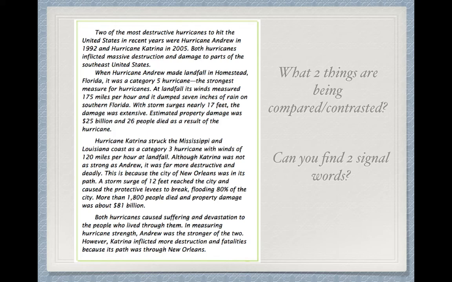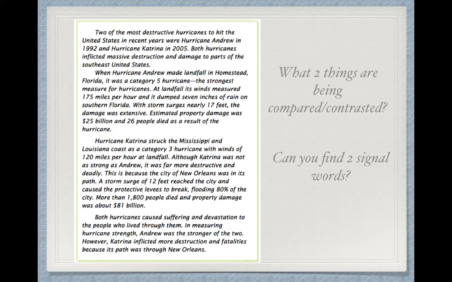This is because the city of New Orleans was in its path. A storm surge of 12 feet reached the city and caused the protective levees to break, flooding 80% of the city. More than 1,800 people died, and property damage was about $81 billion.